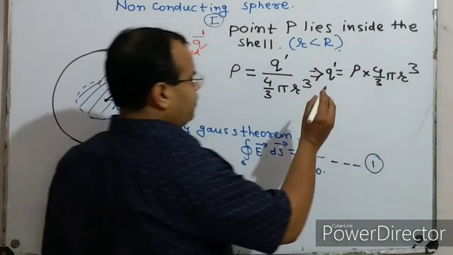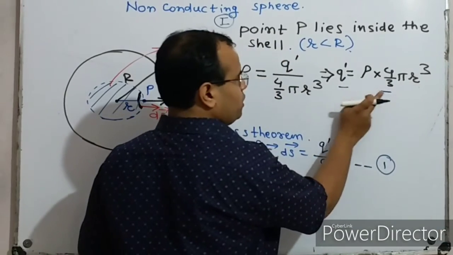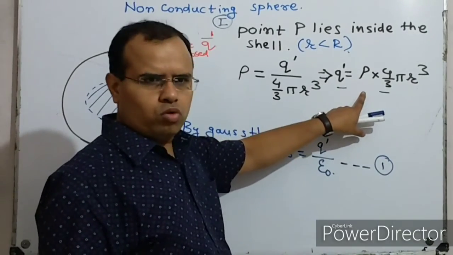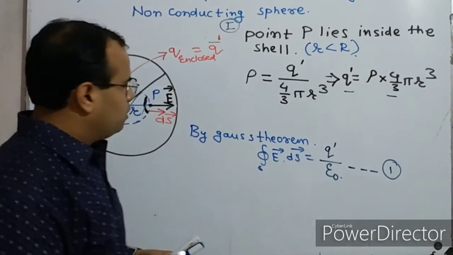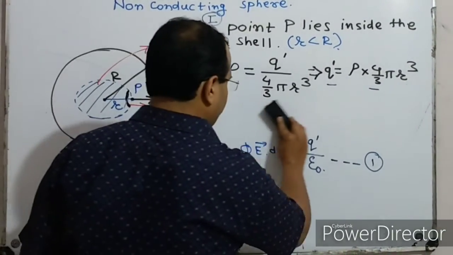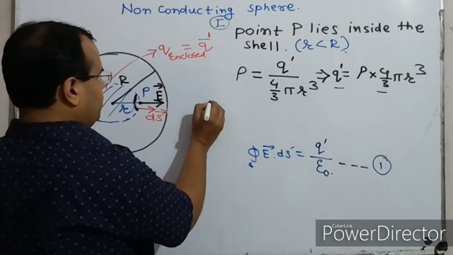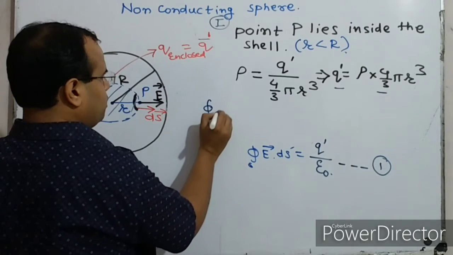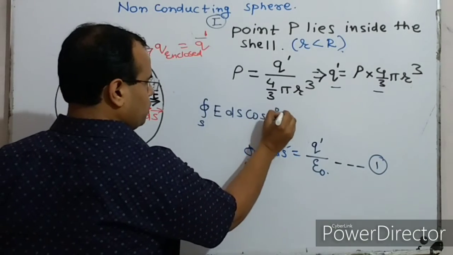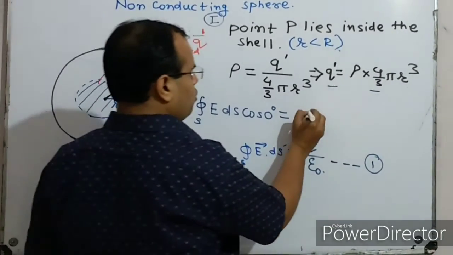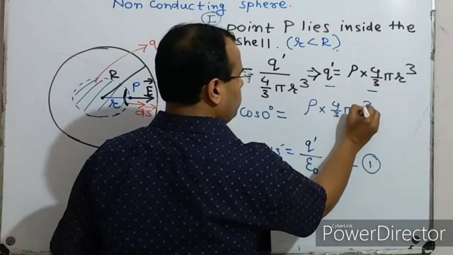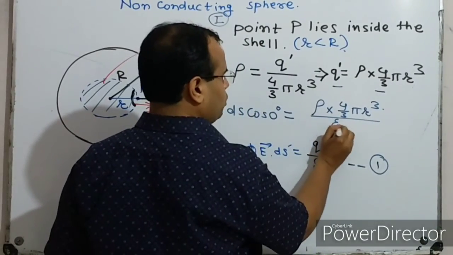In the previous case we substituted the value of rho, which was not needed. Here we will substitute the value of q dash in terms of rho and small r. Now let us substitute this value in equation number 1. We get closed surface integral E vector dot ds vector, which can be written as E ds cos 0 degree, and that is equal to q dash, which is rho into 4/3 pi small r cube, divided by epsilon naught.